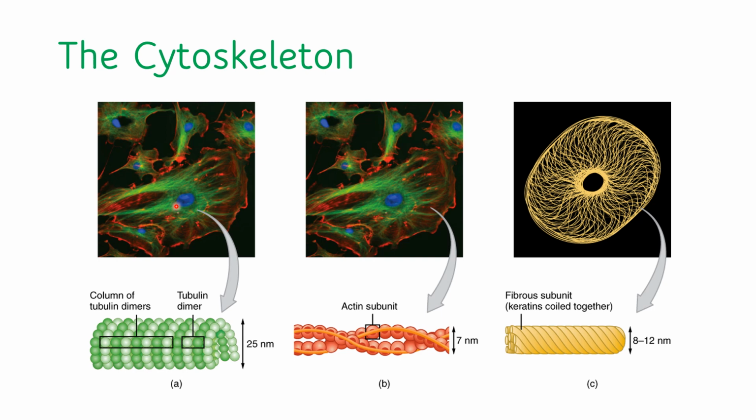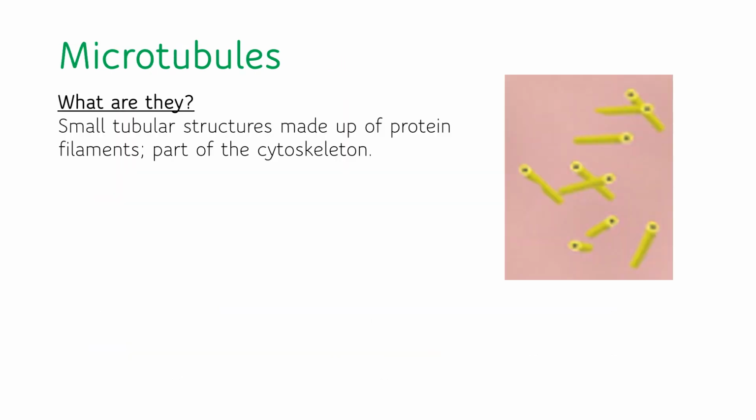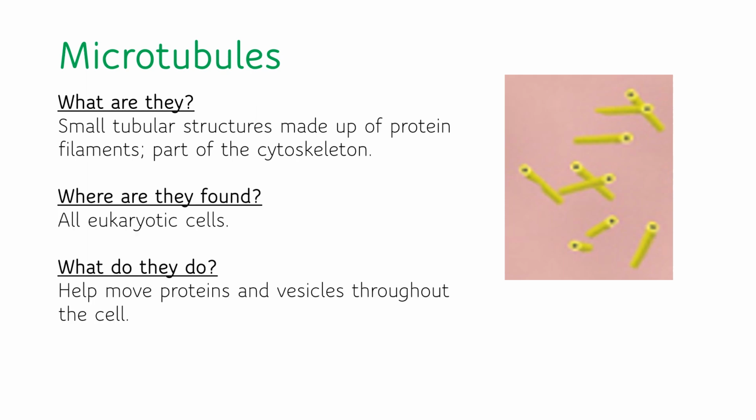You can picture this inside a cell holding the structure up. This blue part is the nucleus, and you can see how the different parts of the cytoskeleton hold the cell shape. This one's even cooler because you can see exactly how it's holding the structure of the cell and giving it shape. Microtubules, which are small tubular structures made of protein filaments, are part of the cytoskeleton in eukaryotic cells only. They help move proteins and vesicles throughout the cell.